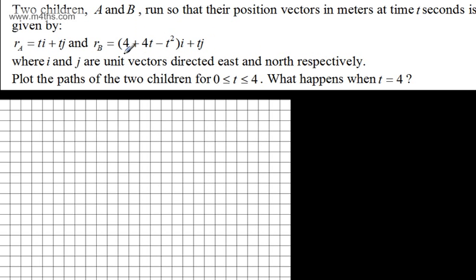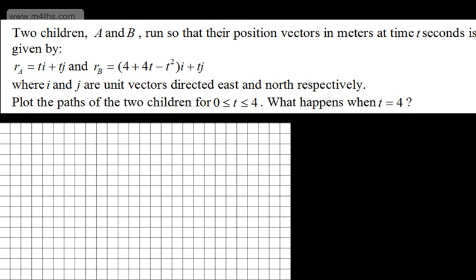This one is not. This is going to give us now a quadratic function in t, so we're going to get a curve. So child A is going to be on a nice straight line. This child is going to be on a curve. So let's go ahead and just draw these up. So this should be relatively straightforward.